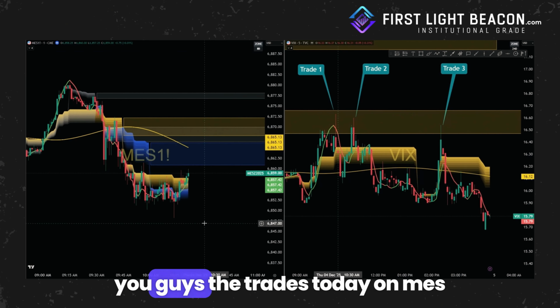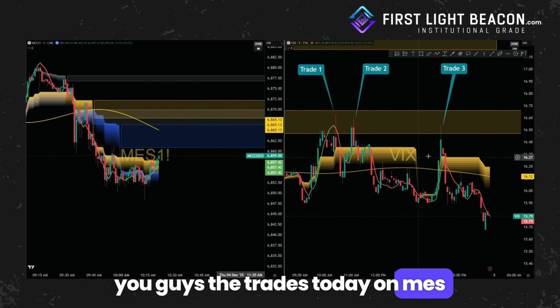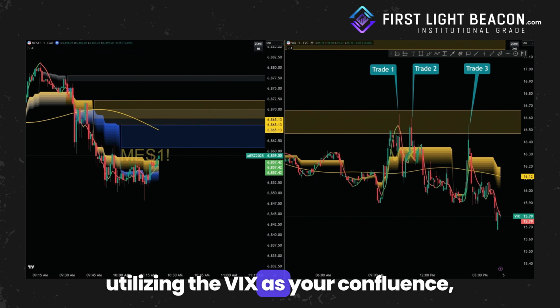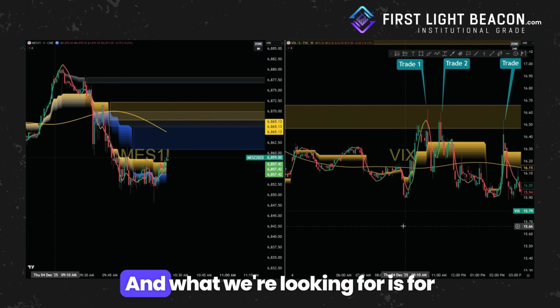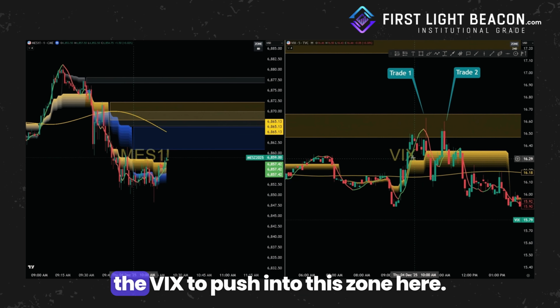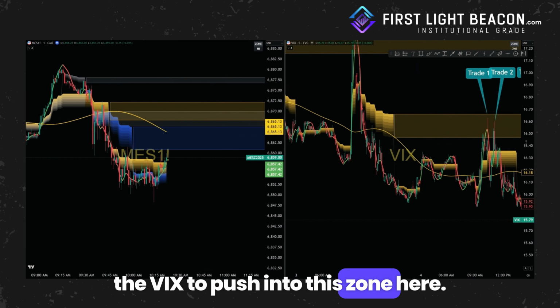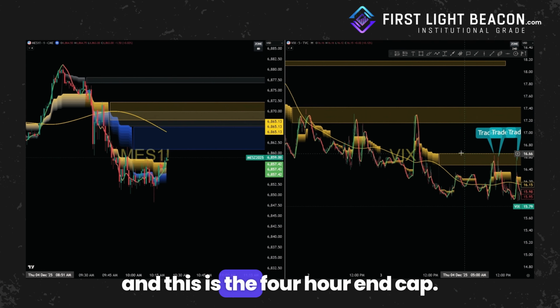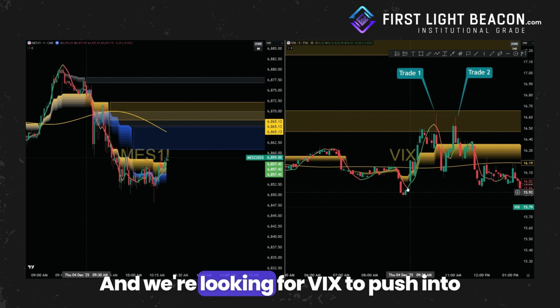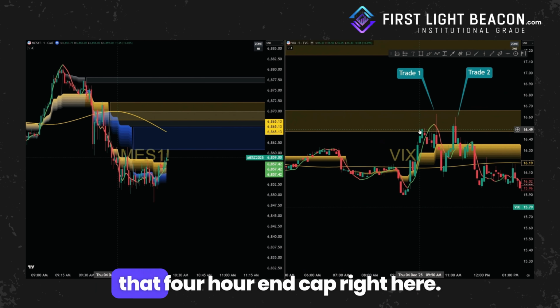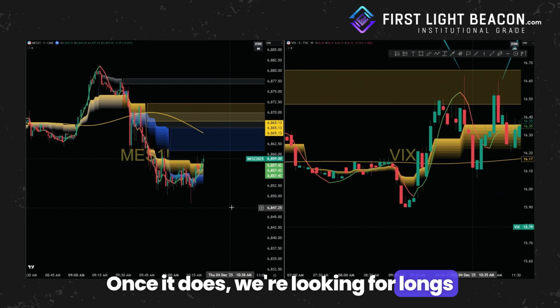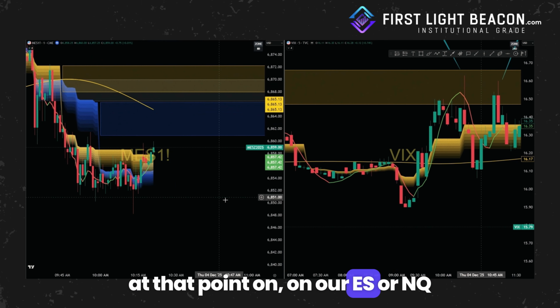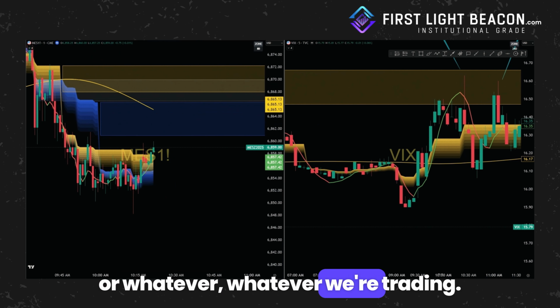All right, so I'm going to show you guys the trades today on MES utilizing the VIX as your confluence to take the ERE trade. And what we're looking for is for the VIX to push into this zone here. This is the 4-hour candle and this is the 4-hour end cap. And we're looking for VIX to push into that 4-hour end cap right here. Once it does, we're looking for longs at that point on our ES or NQ or whatever we're trading.